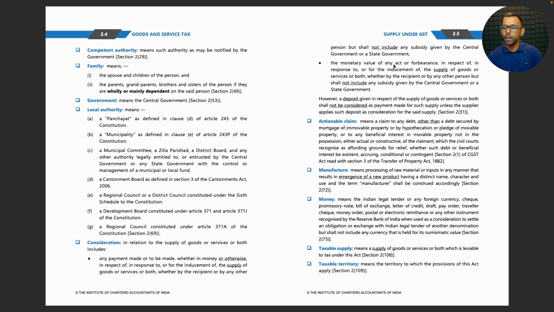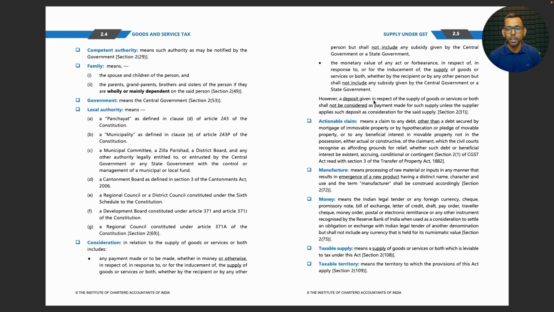So monetary value for any action, for supply of goods or services or both, or for not acting, forbearance, regarding goods or services or both. Okay. So again, this also does not include any subsidy given by the central government or a state government.